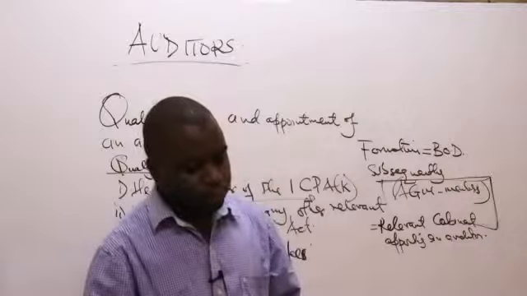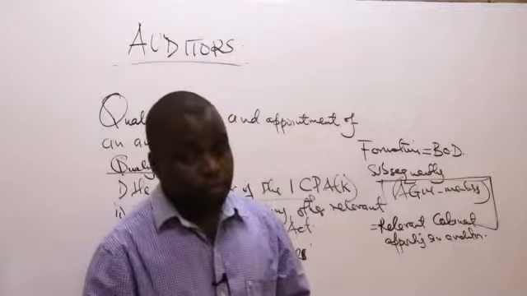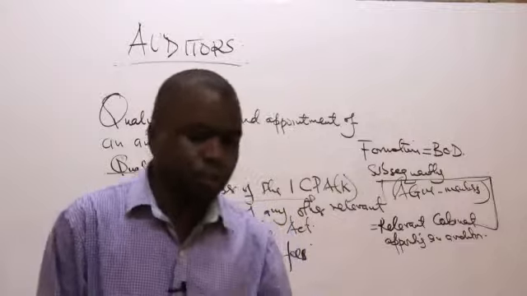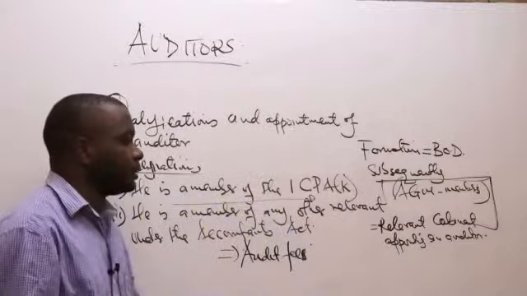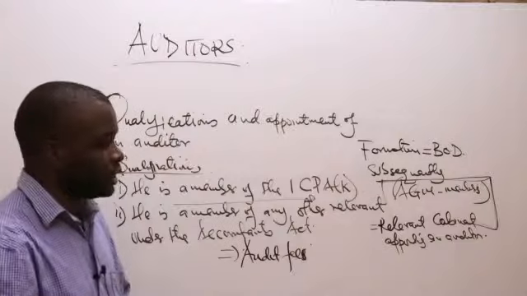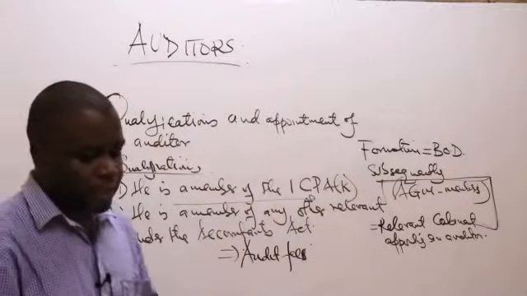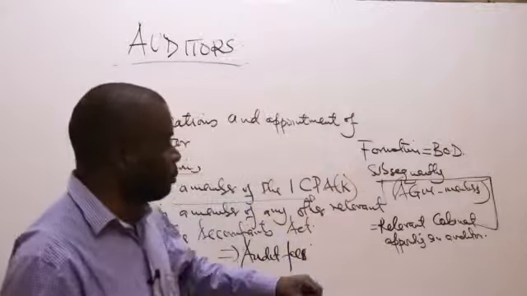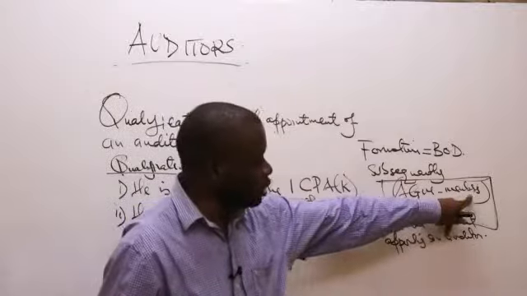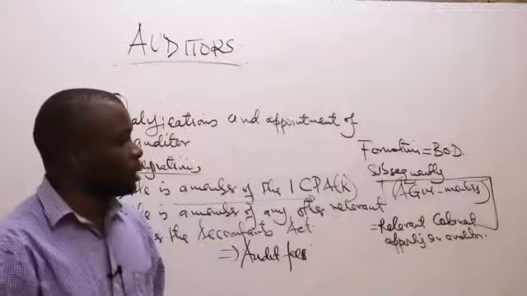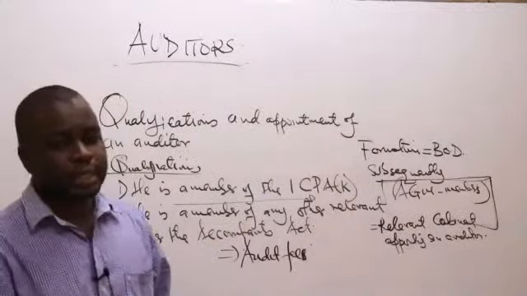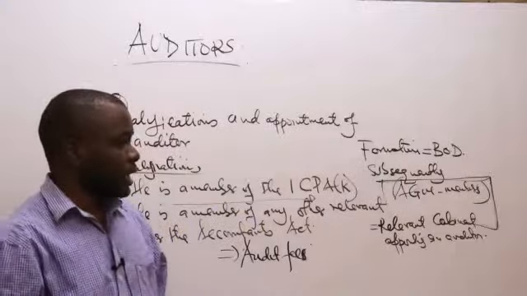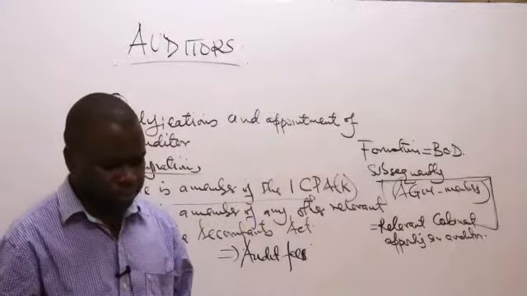Then number 2, he will hold office until the end of the first AGM. So that's when the members will basically take over the appointment of the auditor. So number 2, he will hold office until the end of the first AGM.